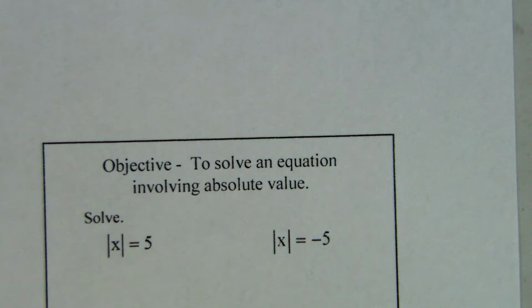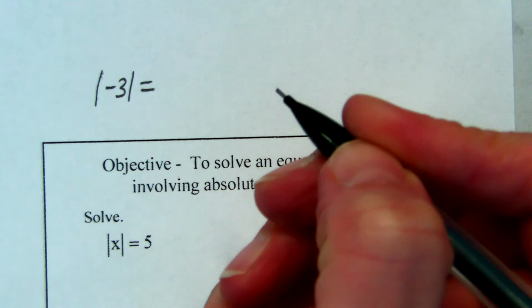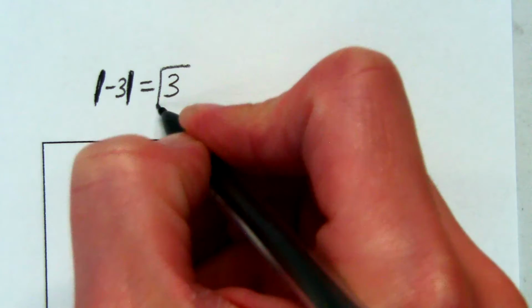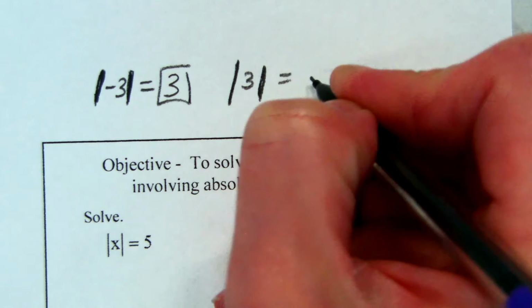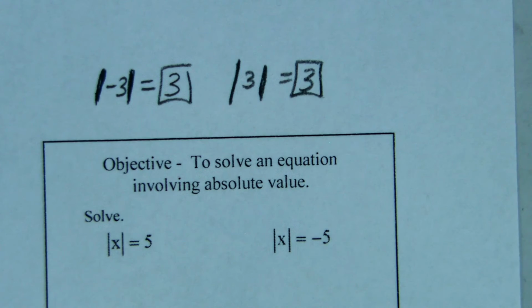Just watch this. Okay, if I ask you to take the absolute value of -3, what would that be? 3. That's absolute value, so my answer would be 3. What if I told you to take the absolute value of +3? What would you get? -3? Nope, it's still +3.